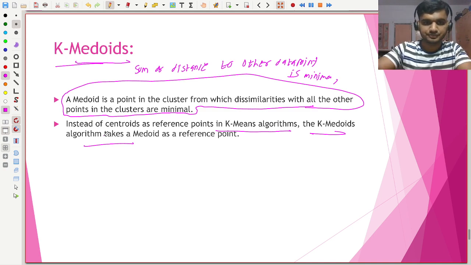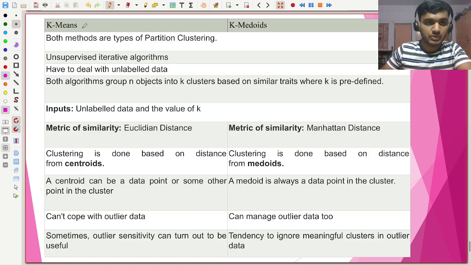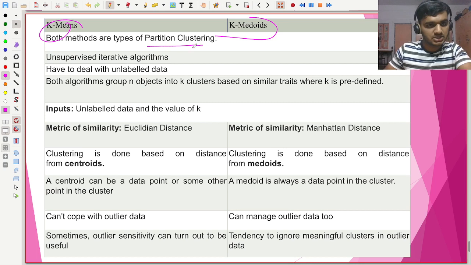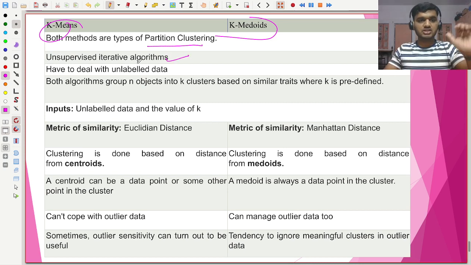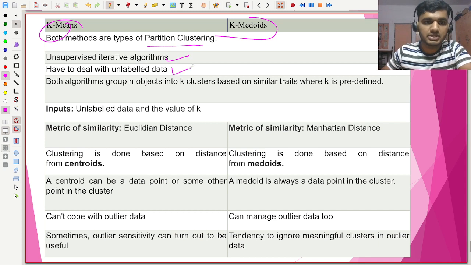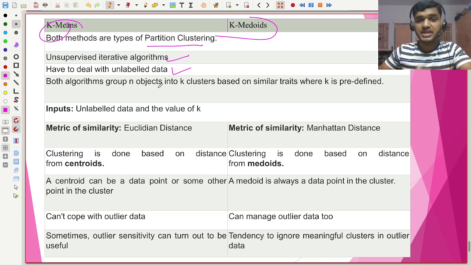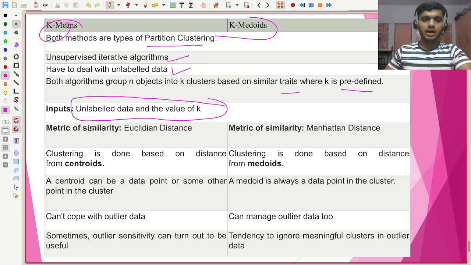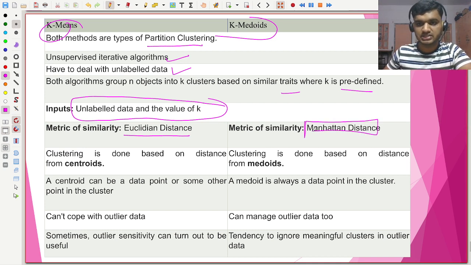If you look at the difference between k-means and k-medoid, both are types of partitioning clustering, both are unsupervised clustering, and both deal with unlabeled data. Both algorithms group n objects into k clusters based on similarity, where k is predefined. Here the input is unlabeled data and the value of k. In k-means we use Euclidean distance as the similarity metric, but here we will use Manhattan distance. You know what Manhattan distance is; we discussed it in the last class.